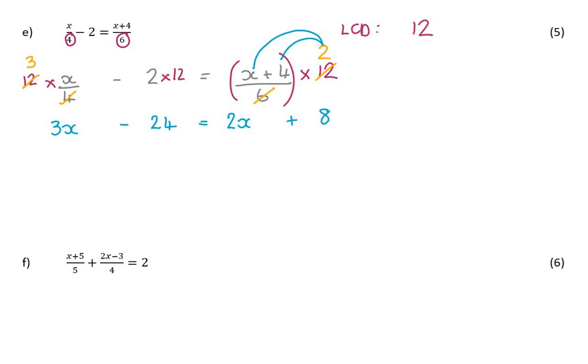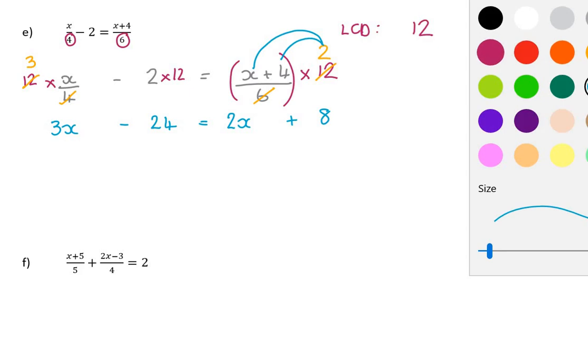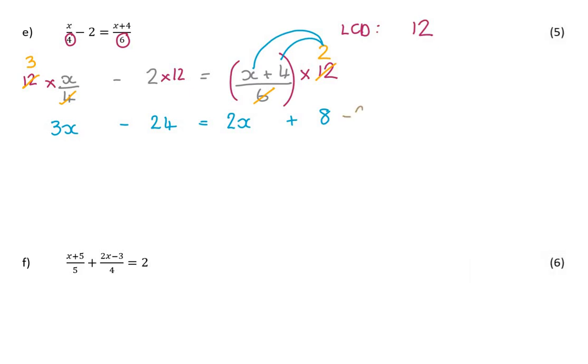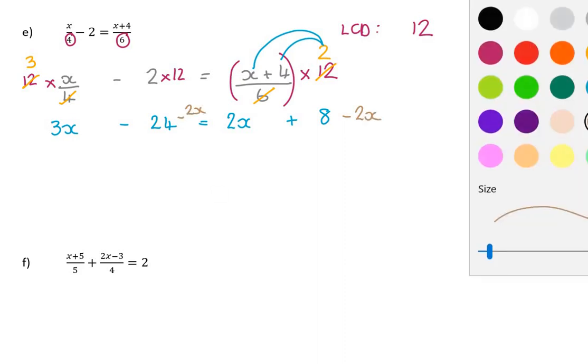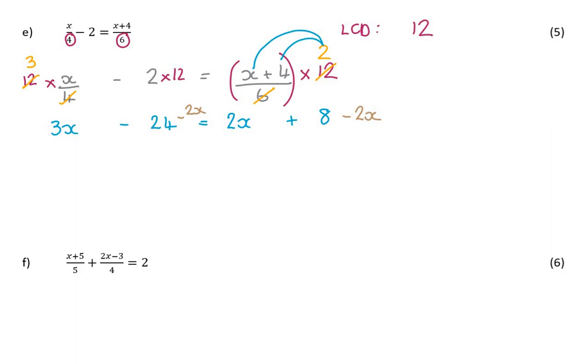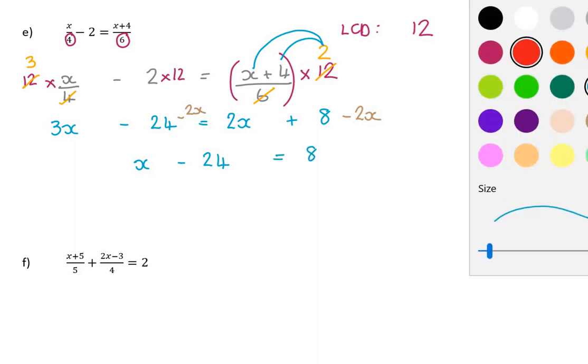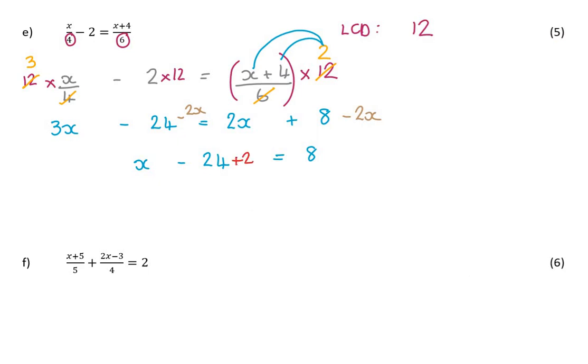Okay, now we're back to one of those, like question C, where we have a relatively easy linear equation. It does have x's on both sides, so I'm going to minus 2x from this side and minus 2x from this side to get rid of my x's. You can do that in your head. So I get x, because 3x minus 2x is x, and so I get x minus 24 equals 8. Then this part you can also do in your head: I'm going to add 24 to both sides, and so I land up with x is equal to 32.